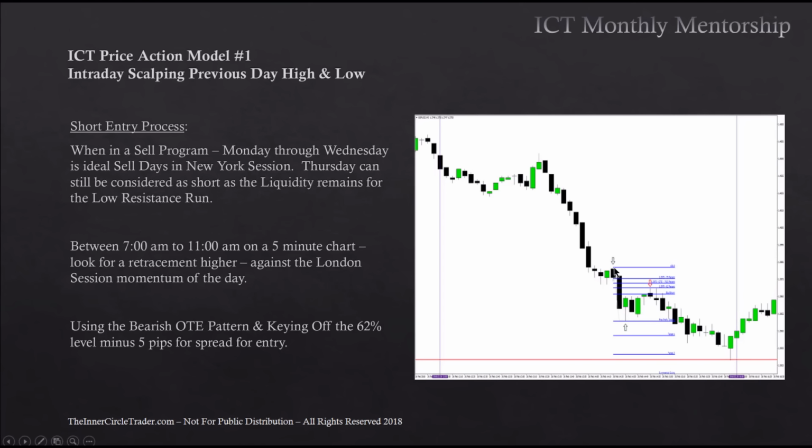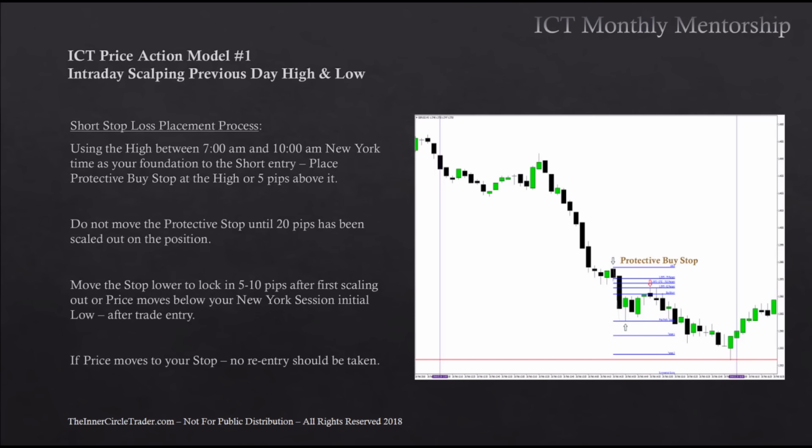So again, we have another example here. We have our initial New York high today. The market makes a run lower, retraces higher, gets right back to the 62% retracement level, but we don't trade short right there. We subtract whatever that 62% retracement level is minus 5 pips from that, and that's what our entry price would be. Okay, and then we would look for a run lower.